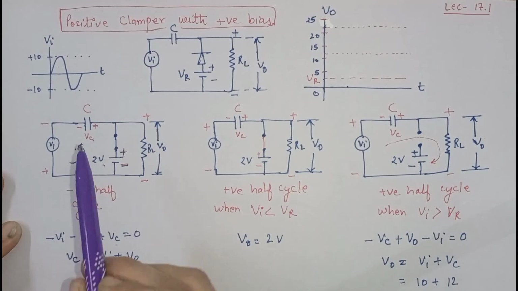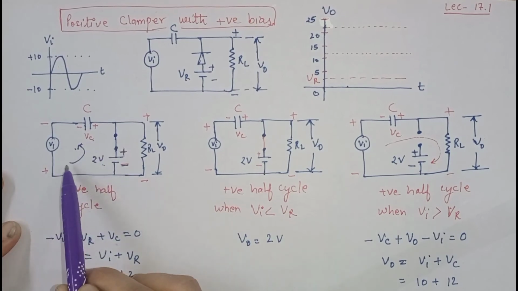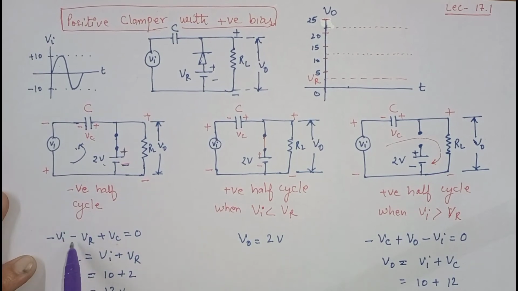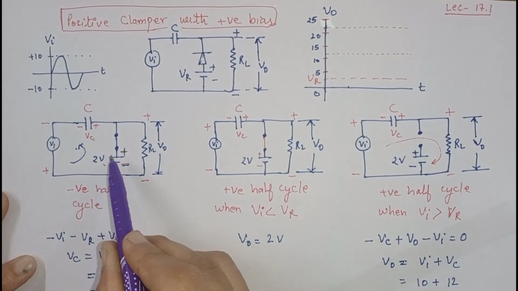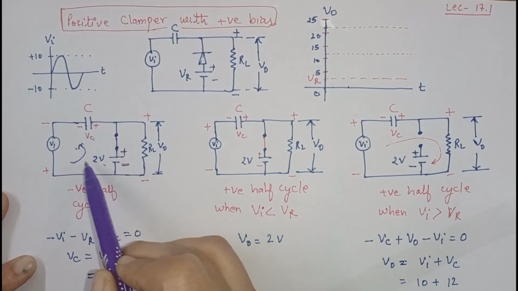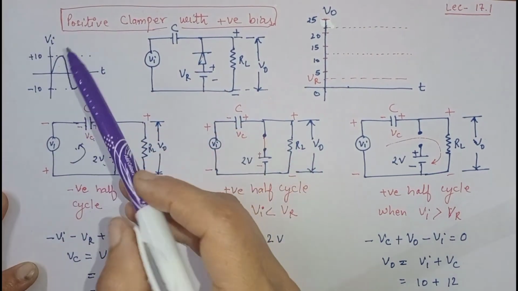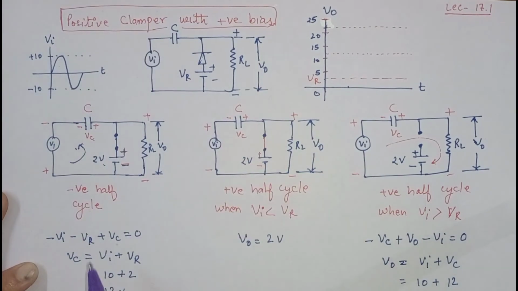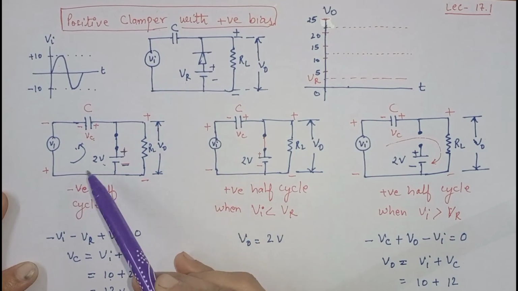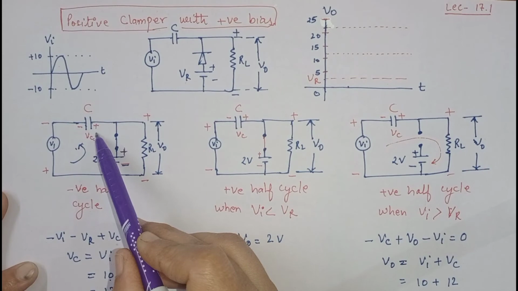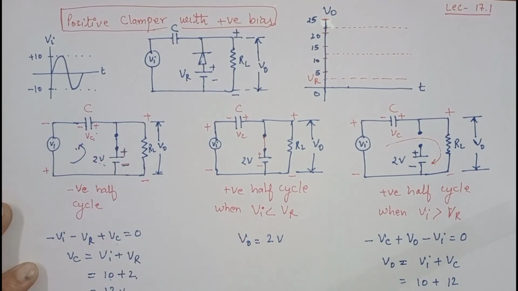Now we will find the voltage across this capacitor. We will apply KVL in this loop. Minus VI minus VR plus VC equals to 0. So VC is equal to VI plus VR. Here the maximum peak of the input voltage is 10 volt. So VI will be 10 volt, plus we have taken this bias voltage VR equals to 2 volt. So this will be 2 volt. Now this capacitor is charged up to 12 volt.